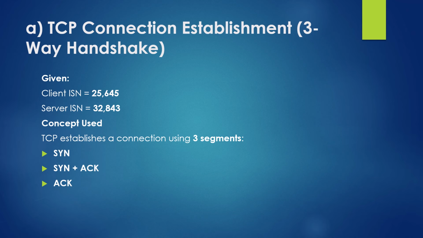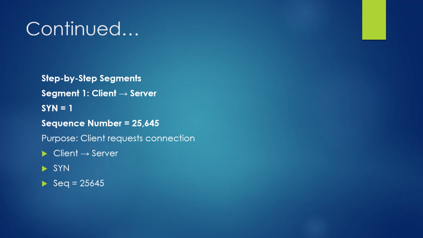What is the process to establish these three connections? You need to know that. There are three TCP segments: SYN, SYN plus ACK, and ACK, with a sequence number and an acknowledgment number. Now let me do it step by step for each segment. The first segment is from client to server.